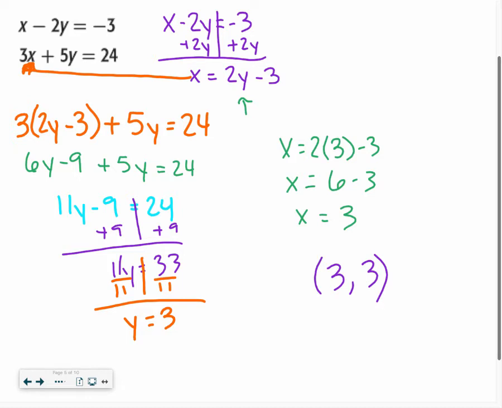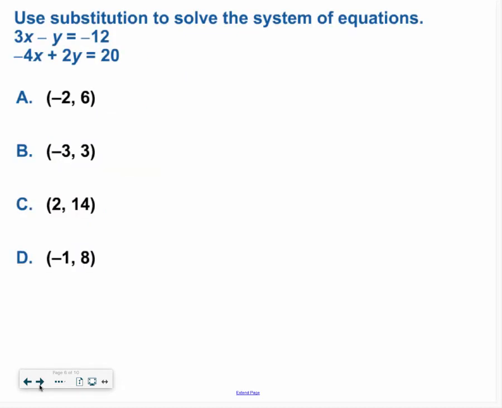Let's continue. Go ahead and try this next one on your own, see how you do. Hopefully you said the answer is letter A, negative 2, 6. If you have questions about that, be sure to ask.